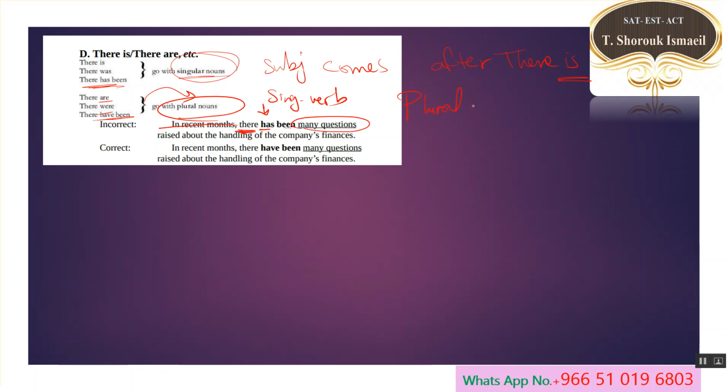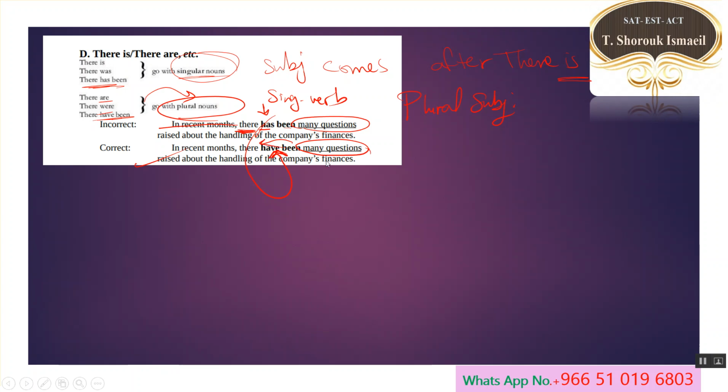Oh, I have a disagreement here. Plural subject, so my verb needs to be fixed. I will not make it "has", I'll make it "have" to be correct. Like this, it will be correct. In recent months, there have been many questions. There have been many questions.